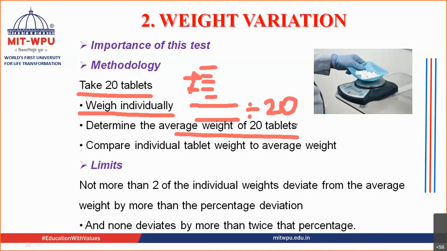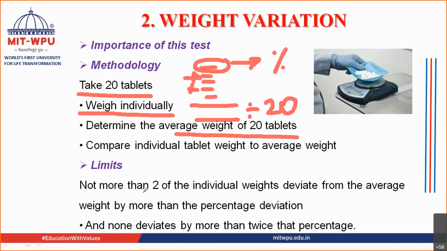Now what you are going to do is compare the individual weight of each tablet, the weight that you have got, with the average weight. You are going to compare each and every tablet weight with the average weight. And you are going to find out the difference, the percentage deviation of this individual tablet from the average tablet.